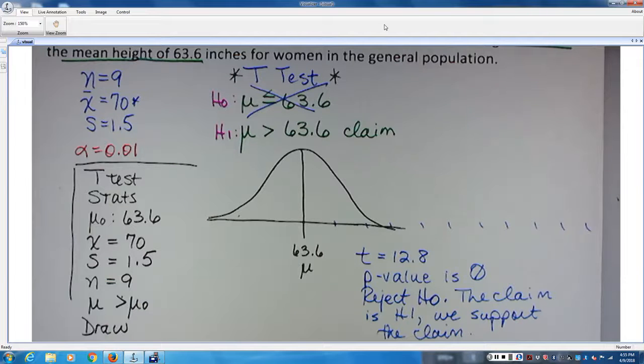Well, read through your problem again and make sure. And if you don't, then I'll be glad to go over it with you again. I don't understand any of this, so it's okay. Remember that your conclusion always goes back to your claim. Who was your claim about?